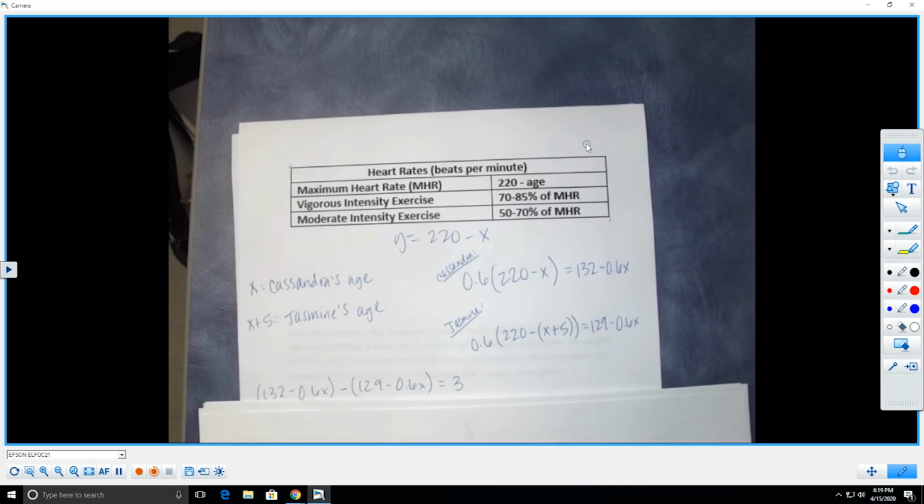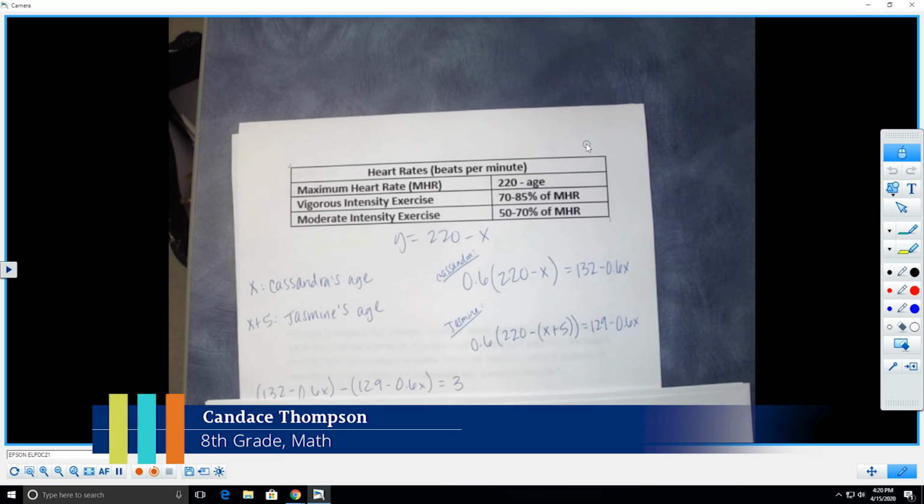Then we want to solve for Jasmine's heart rate. So I take Cassandra's heart rate and I subtract Jasmine's heart rate. And if you notice, I get 3. So guys, what that means is that Jasmine's heart rate is 3 beats per minute lower than Cassandra's, not 5. So we would have to disagree with Jasmine's original assessment. That was a good warm-up. Let's look at some other problems.